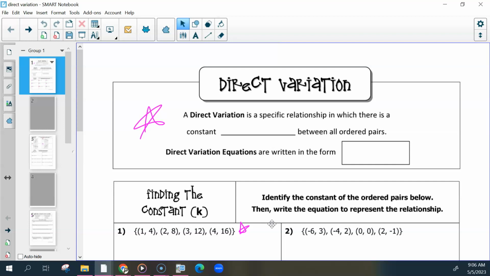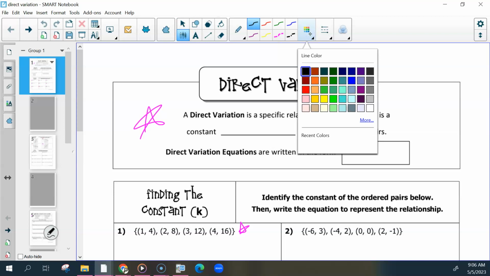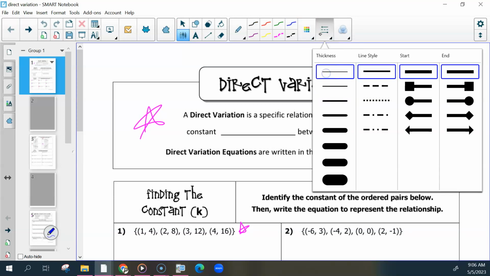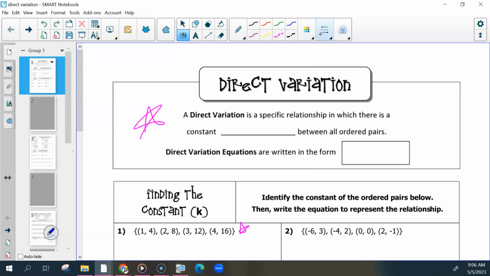So you have two packets. One is on direct, one is on inverse. Find the direct first. And then once you know the direct, inverse makes it a little bit easier. Okay. A direct variation is a specific relationship in which there is a constant ratio. That ratio is y over x. The direct variation equations are written in the form y equals kx. K is like your slope, but not at the same time.